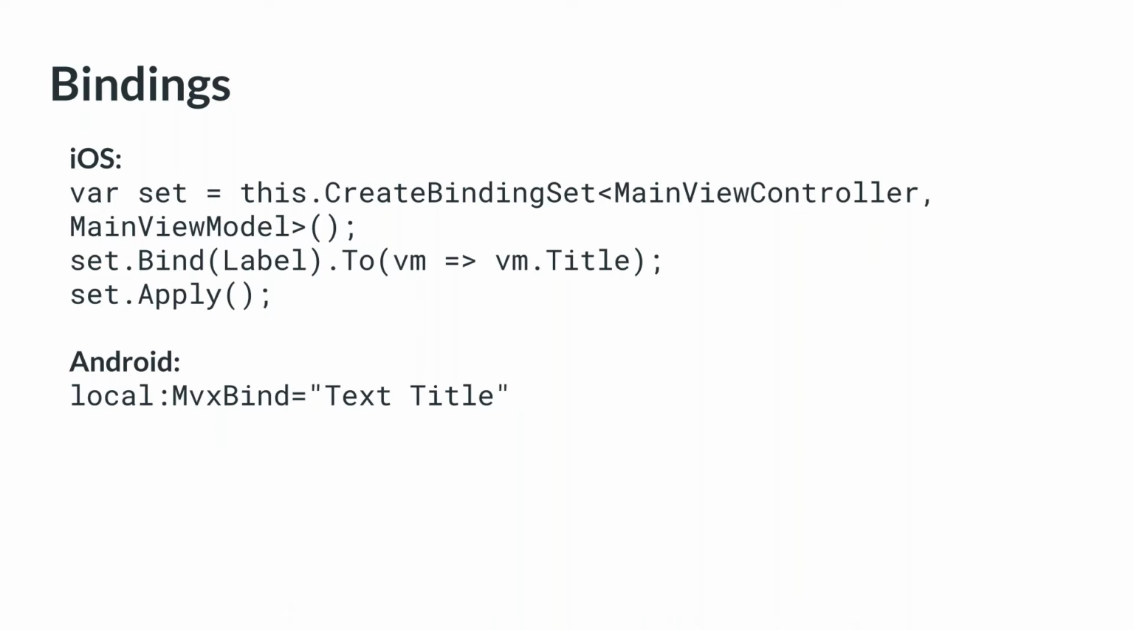On Android, it's a little bit easier because you can do your bindings directly in XML files in your view files. You just define local and say local:MvxBind. You bind your text, in this case on a label, to the Title property on the view model. Just like on iOS, you can still do manual bindings in code on Android if you want to.